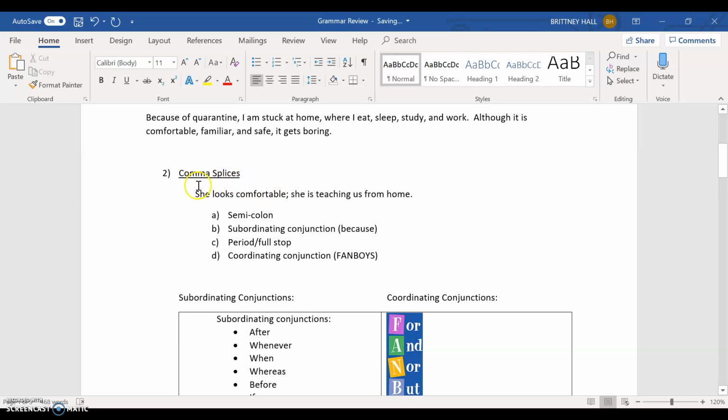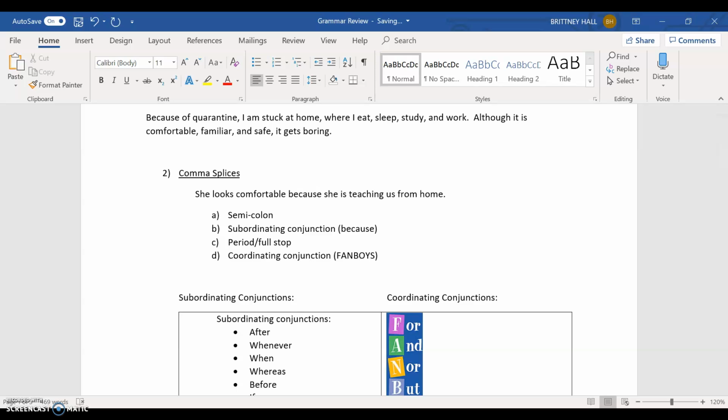Because we have an independent clause here and an independent clause here, these are two complete thoughts, we can separate those with a semicolon. A comma is not used to separate two independent clauses. All right, so that's why that would be considered comma splice if this were just a comma instead of a semicolon. Now, the next option is instead of a semicolon, we could put a subordinating conjunction.